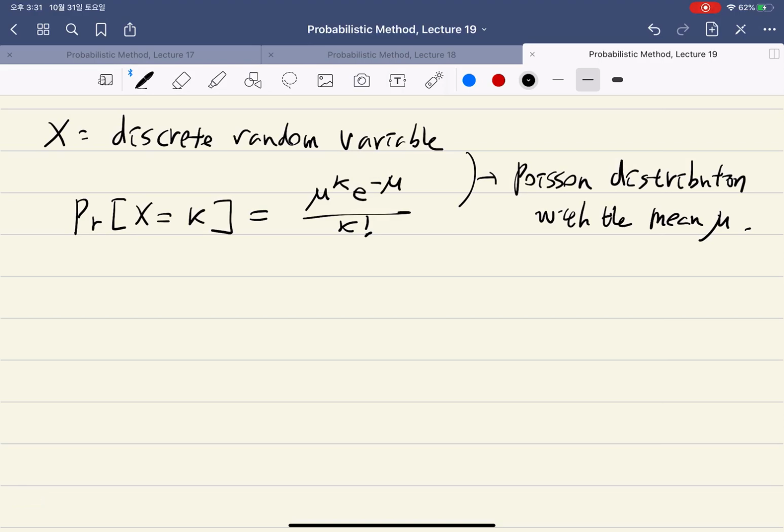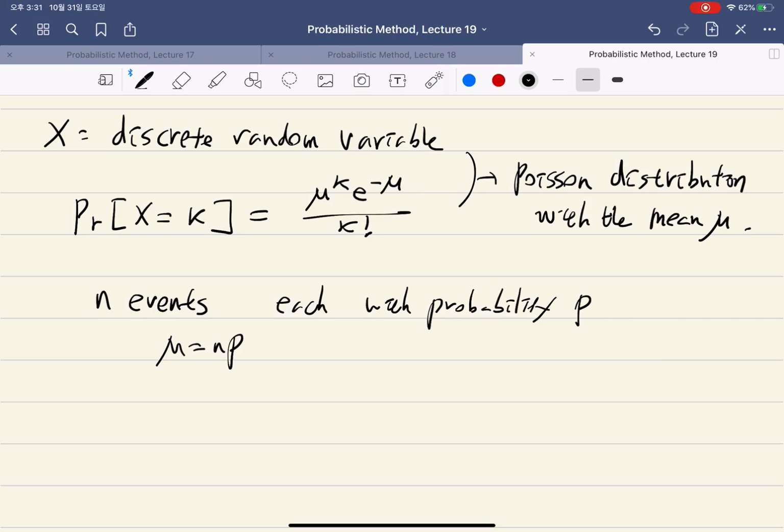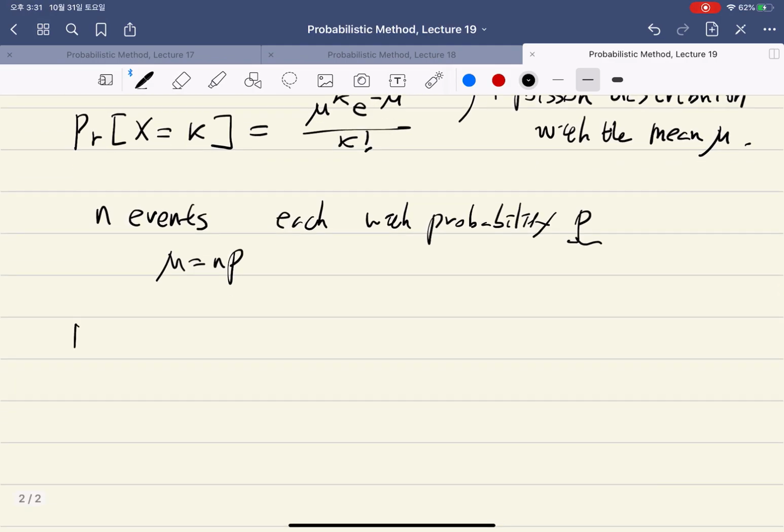So why is it important? There are several reasons why it is important, but for our case, if we have n events, each with probability p, then let mu be np, which is the expected number of events happening. So we want to count the events which happened, and those events happened with probability p. Assume they are mutually independent. Then what's the probability that, so x is the number of events that happen.